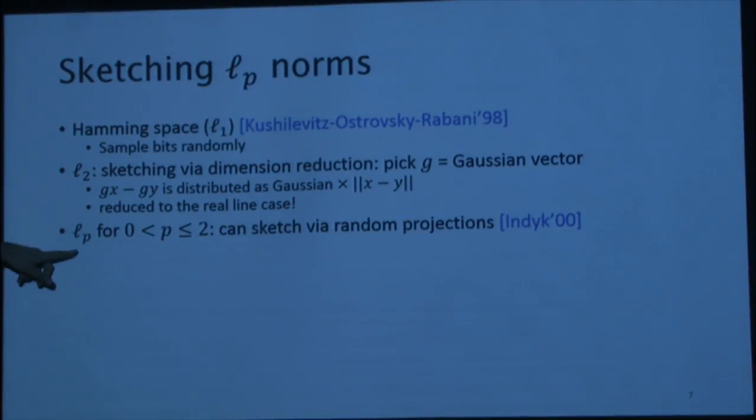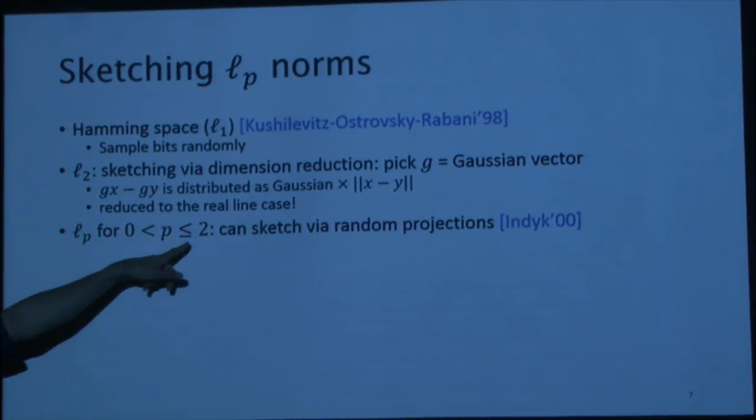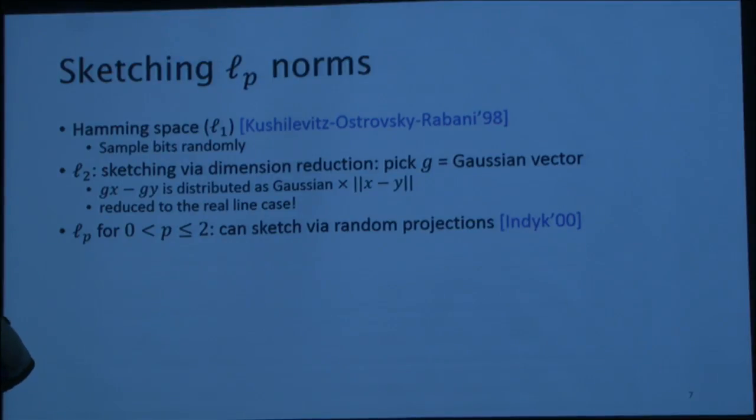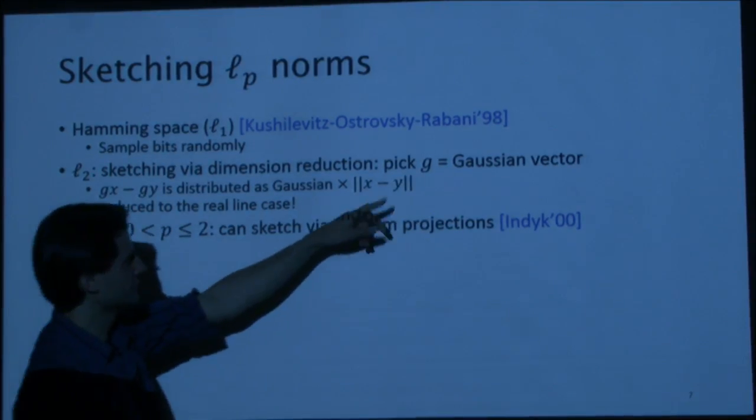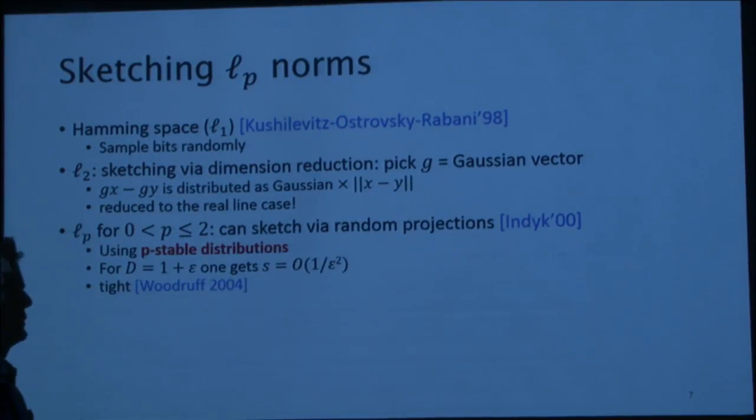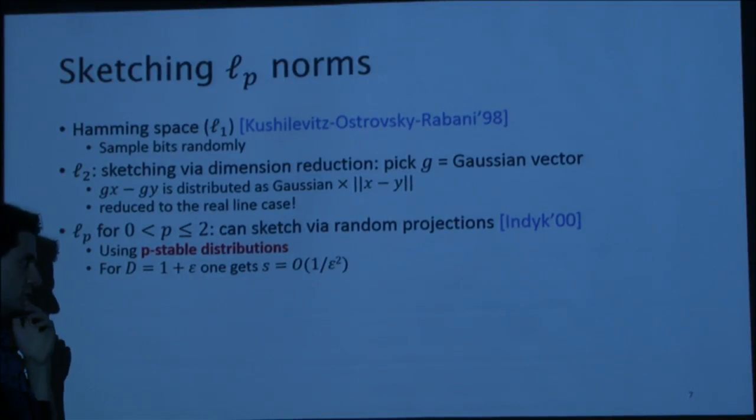And this can be generalized to any Lp for p between 0 and 2. It goes exactly the same, except that instead of taking g to be a Gaussian vector, we take a p-stable distribution. So we pick g to be a p-stable distribution. And this is what Piotr Indyk showed in 2000.